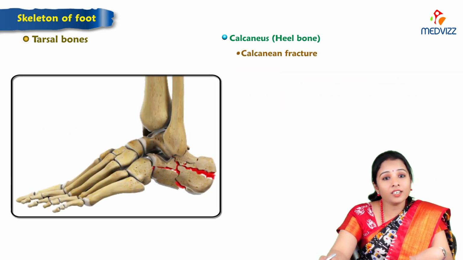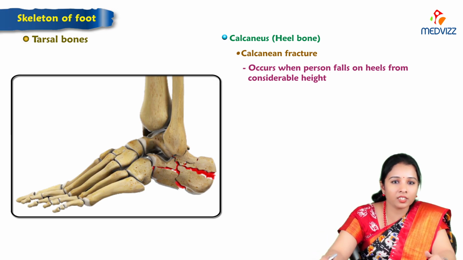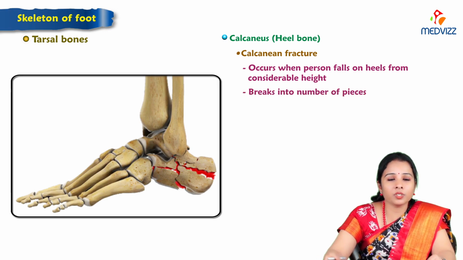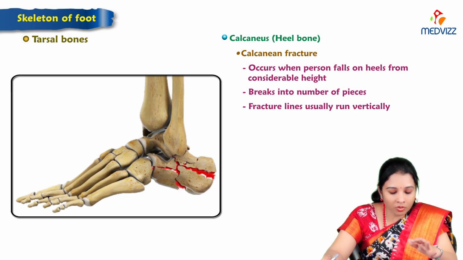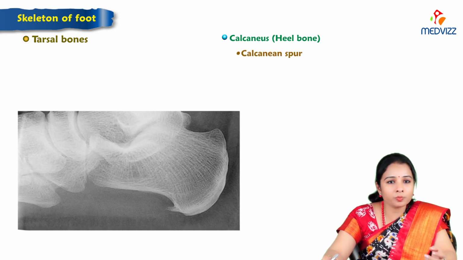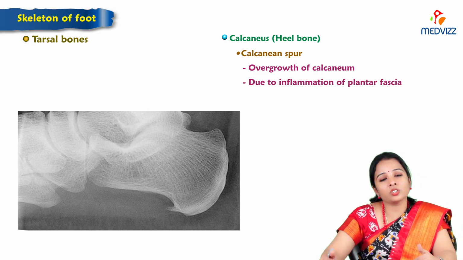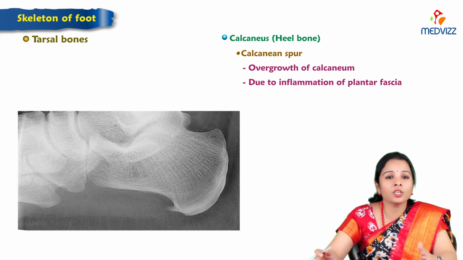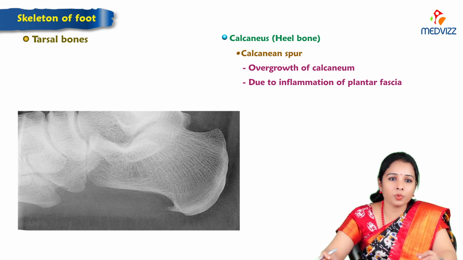Now the calcaneal fracture: it occurs when a person falls on his heels from a considerable height. So the calcaneum breaks into a number of pieces and the fracture lines usually run vertically. So that is about the calcaneal fracture. And calcaneal spur is the overgrowth of the calcaneum due to inflammation of plantar fascia. So plantar fasciitis, if it is prolonged for a longer time, there can be a chance of formation of an osteophyte, that is overgrowth of the calcaneum, called as calcaneal spur. So these 2 are the clinical aspects of calcaneum.